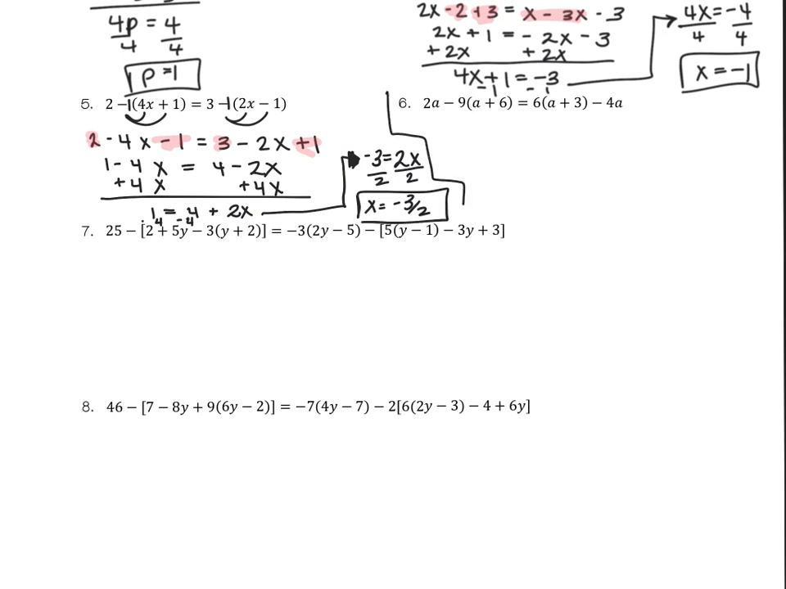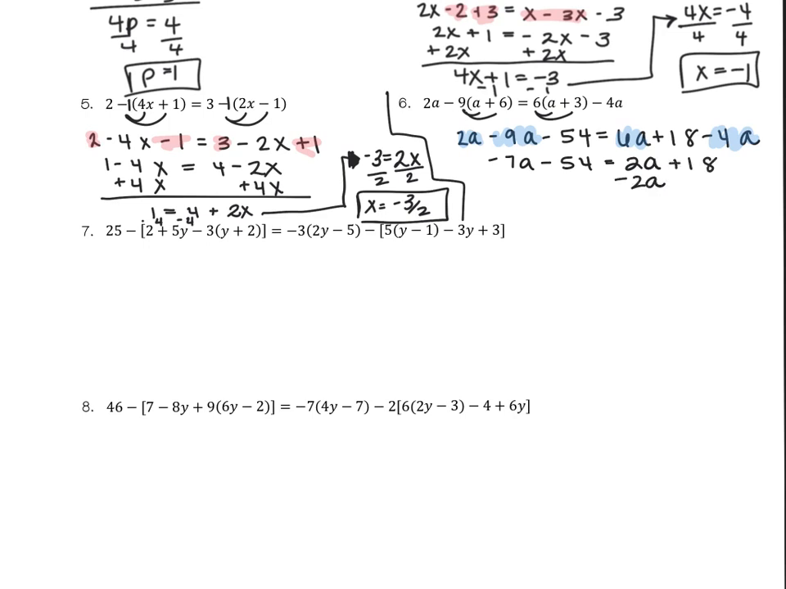For this next problem, same thing, I'm going to start by distributing. So I get 2a minus 9a minus 54 equals 6a plus 18 minus 4a. Combine your like terms. So I have 2a minus 9a, and I have 6a minus 4a. So I get negative 7a minus 54 equals 2a plus 18.